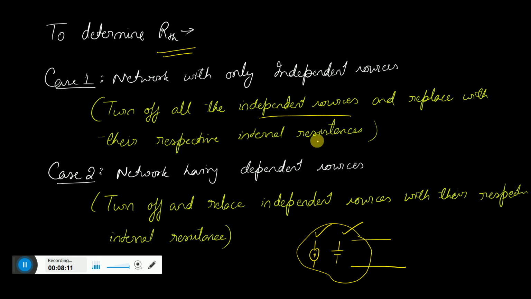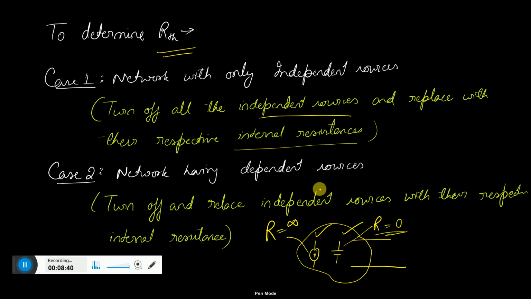You have to turn them off and replace them with their respective internal resistance. You will not simply take them out. You have to replace a voltage source by its internal resistance R0, which is ideally 0, and a current source by its internal resistance, which is ideally infinity. If the values are not assigned, you have to take the ideal value. So this is one case.